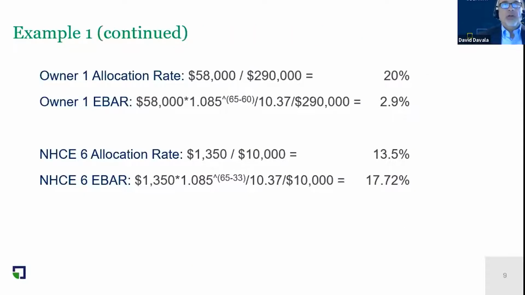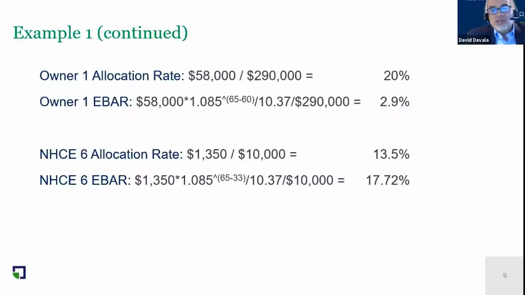Okay, let's look at a detailed calculation for owner one and NHCE 6. Owner one's allocation rate is $58,000 divided by the compensation of $290,000, and that's 20%. The EBAR is the $58,000 times the projection interest rate of 8.5% for 5 years, divided by the annuity factor of 10.37, and then divided by compensation of $290,000 to get 2.9%.